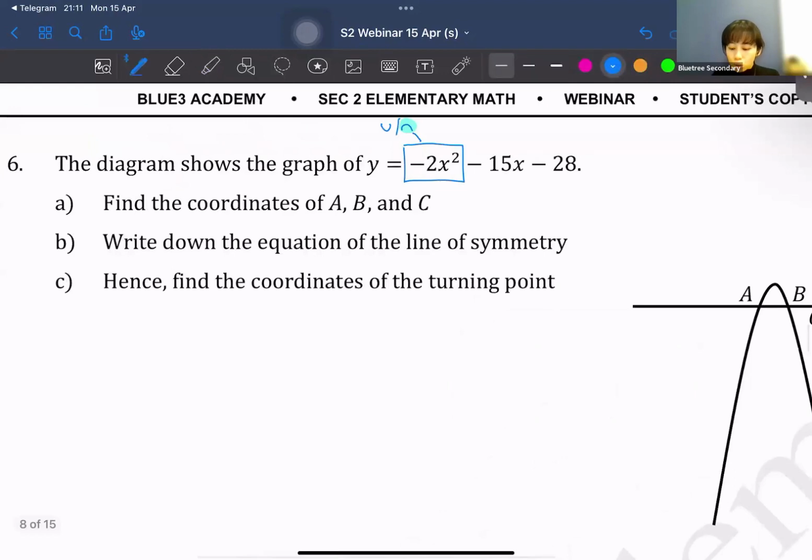The other thing that you should know is when your function is in expanded form, the constant term, which is this negative 28, is essentially the shortcut to your y-intercept.